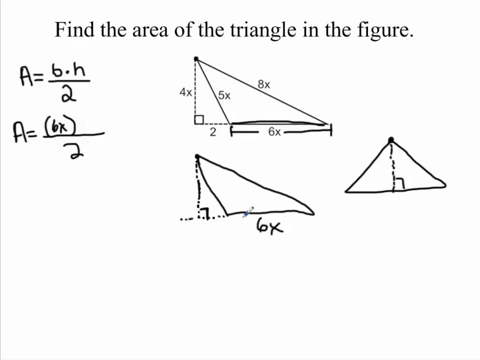And then the height is going to be perpendicular to that side. So remember, this dashed line means we have to extend it a little bit further out because the vertex is not directly above this side. So that's why our height is going to be on the outside of our triangle. And if I look at this original image, when I drop straight down, the length of this side is represented by 4x. So the height of this triangle, we're going to put 4x.